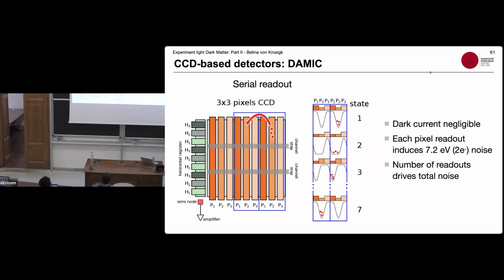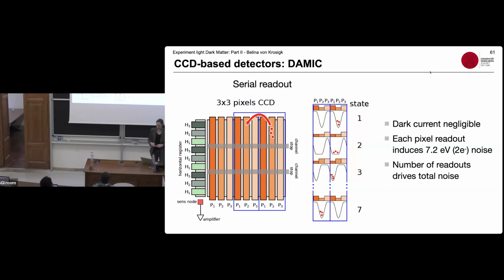If your charge is sitting on a potential and you lower a potential, it will drop down in that potential. So you have here the state of your pixel, and when you lower it, the electrons can populate both areas. Then if you raise this part again, the electrons will be constrained to this part, and this way you can just move them along until the readout stage.